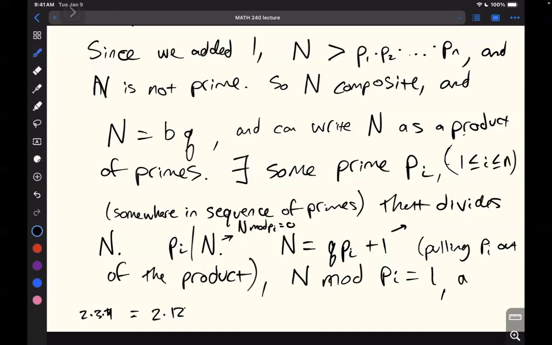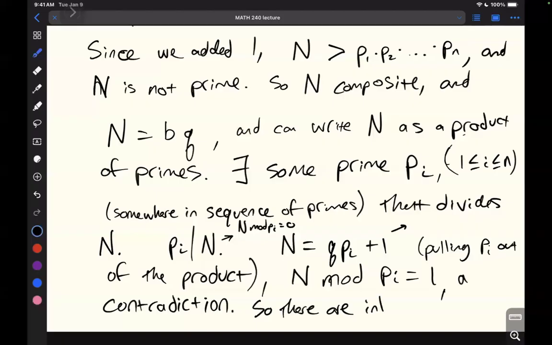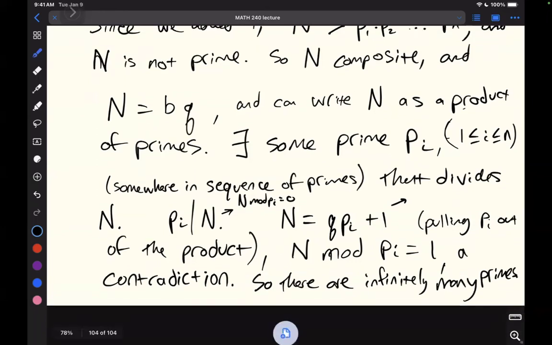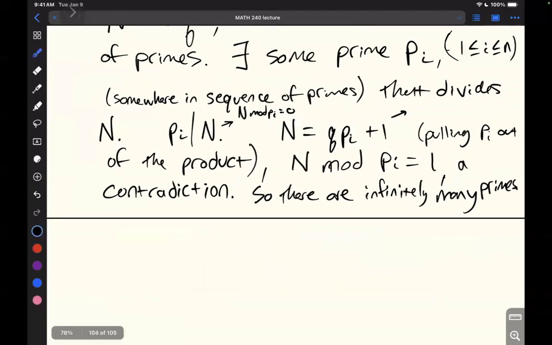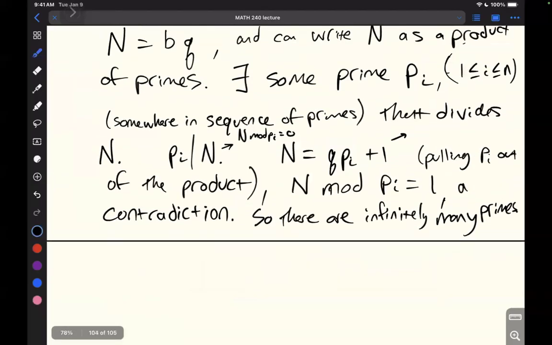And this is a contradiction. And so for that reason, we've reached our contradiction. So that means our hypothesis must have been false. So there are infinitely many primes. Questions, concerns?